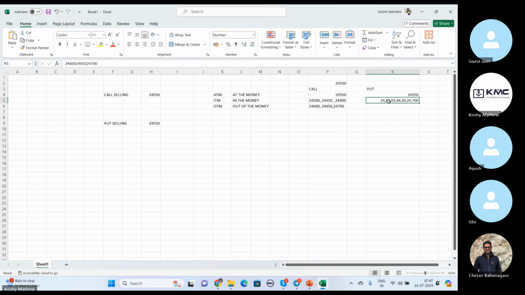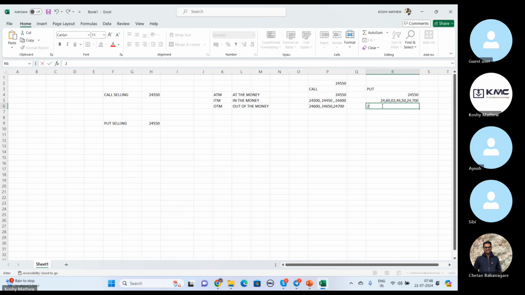This is for put. Put in the money means anything above the strike price. For call, in the money is anything below the strike price. For put, anything above the strike price is in the money. Out of the money is anything below that.